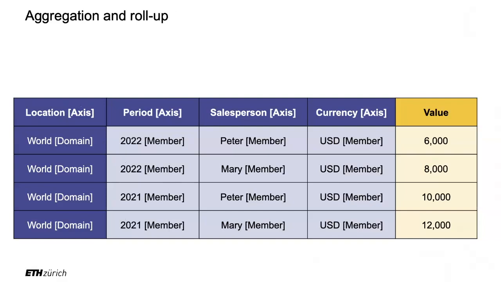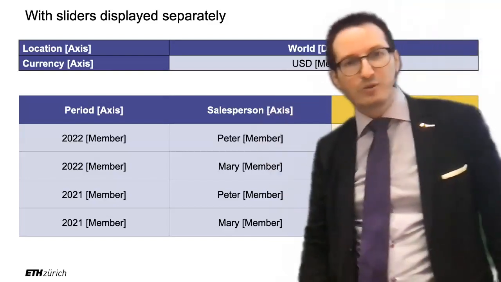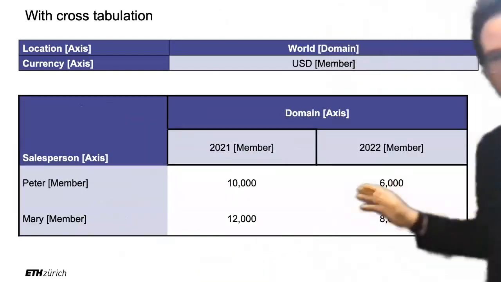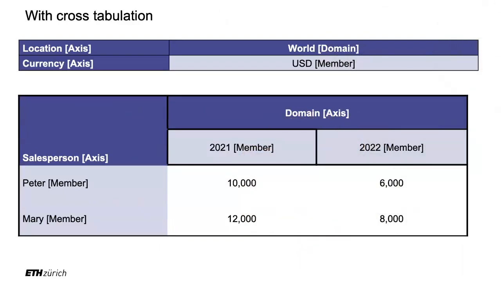Now, again, it looks like slicing because it's the world everywhere. Typically what you do is you put it in the slicer zone, but now it's the whole world. It's not just a specific geographical location. So I have the whole world, still USD, and I have my dimensions. And now I can, again, cross-tabulate it nicely like this.